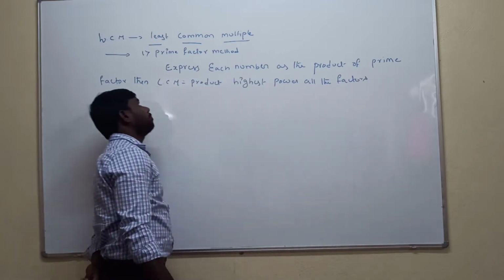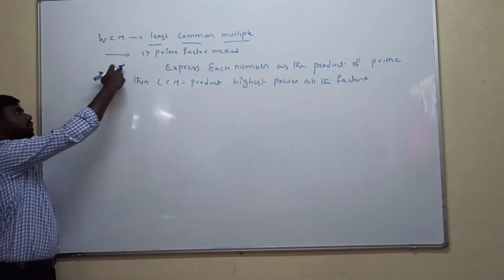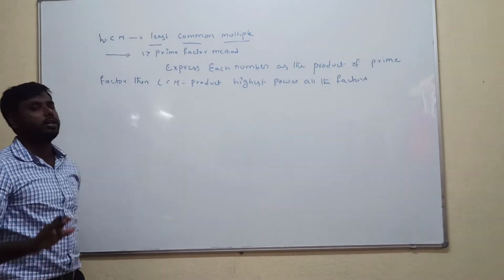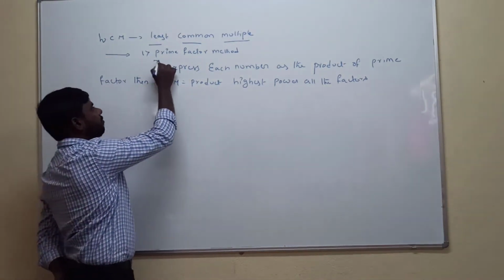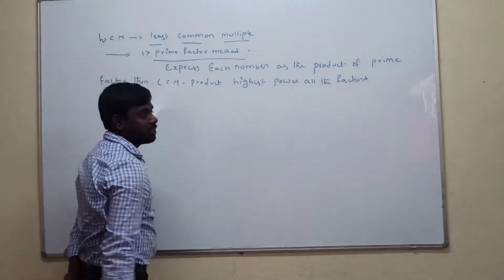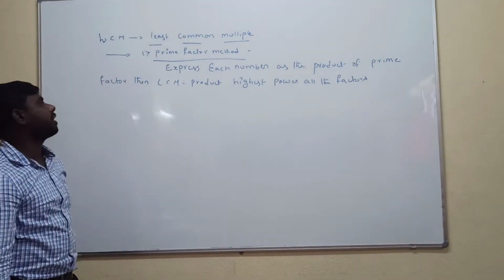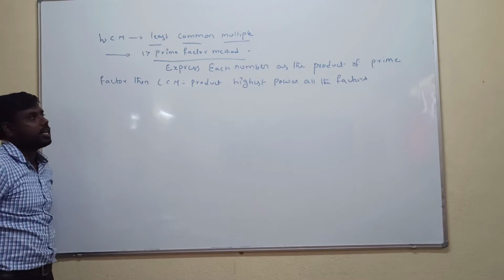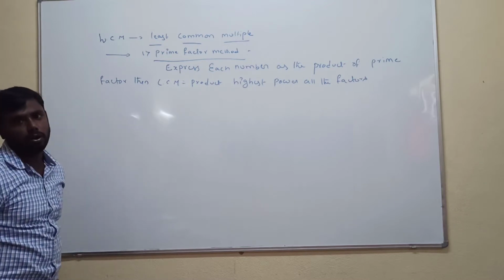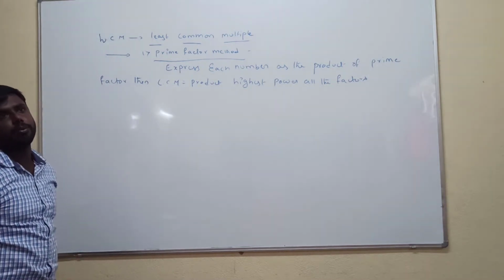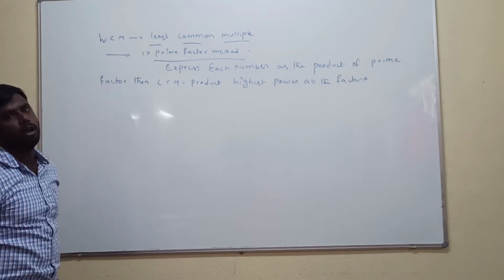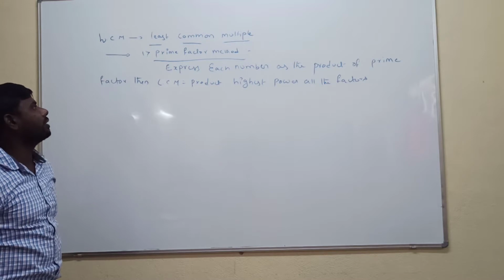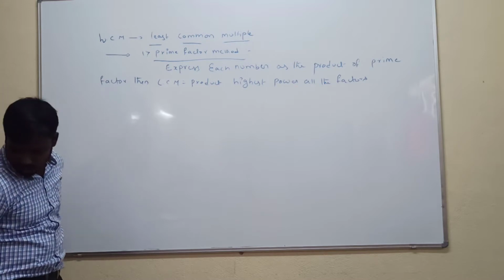Now we discuss the prime factor method. The condition is to express each number as a product of prime factors, then LCM is equal to the product of the highest power of all the factors. How to calculate the LCM using the prime factor method? Listen carefully.